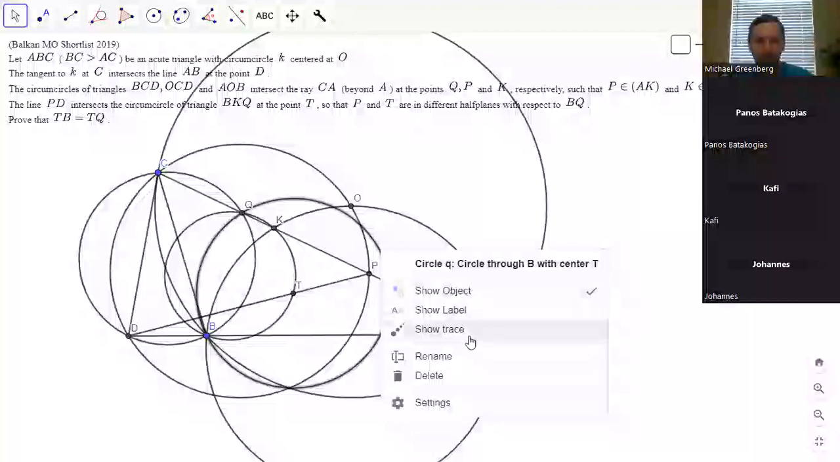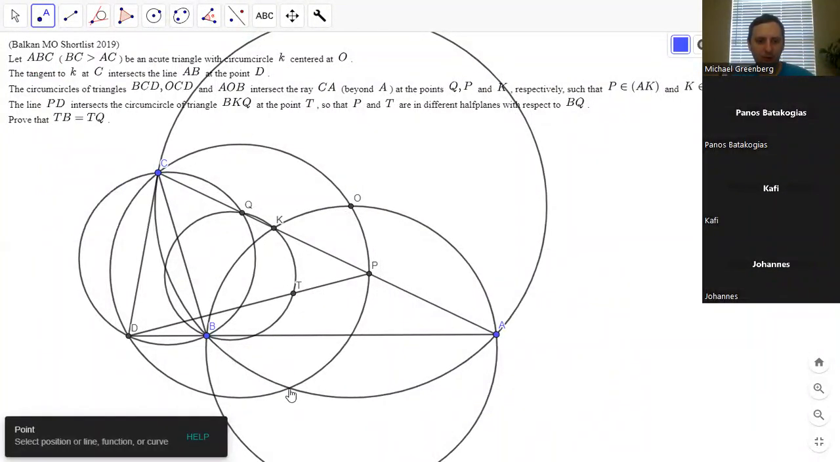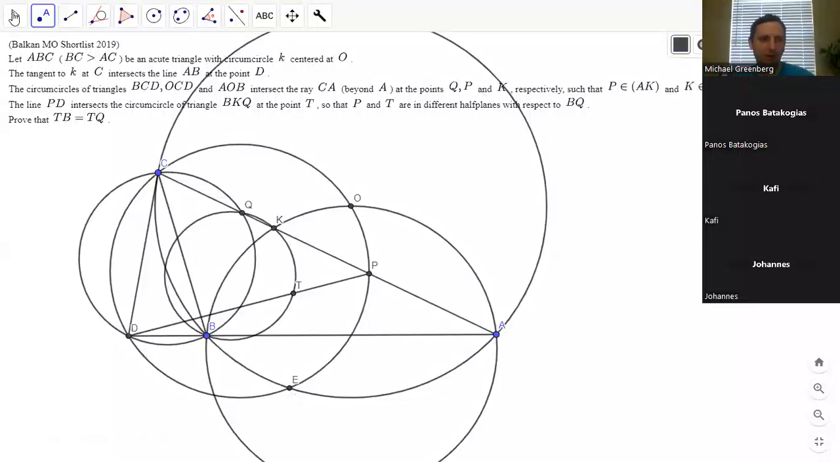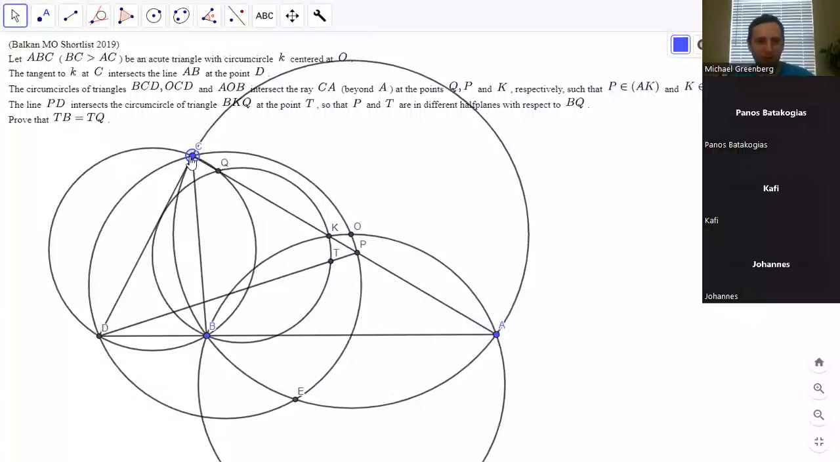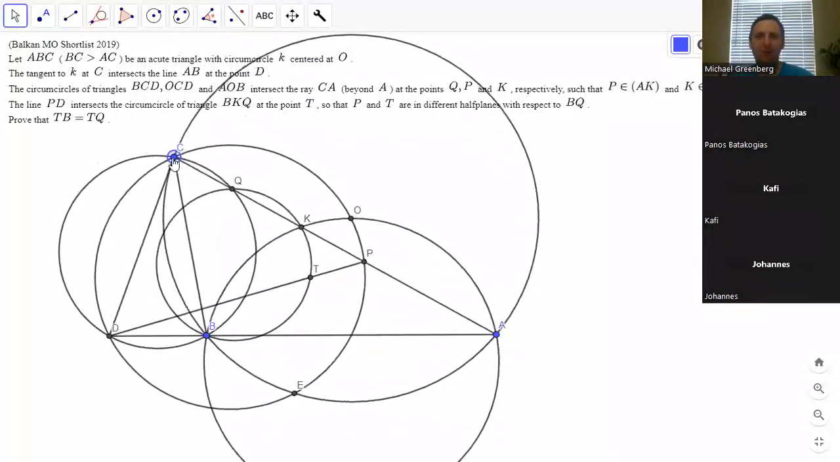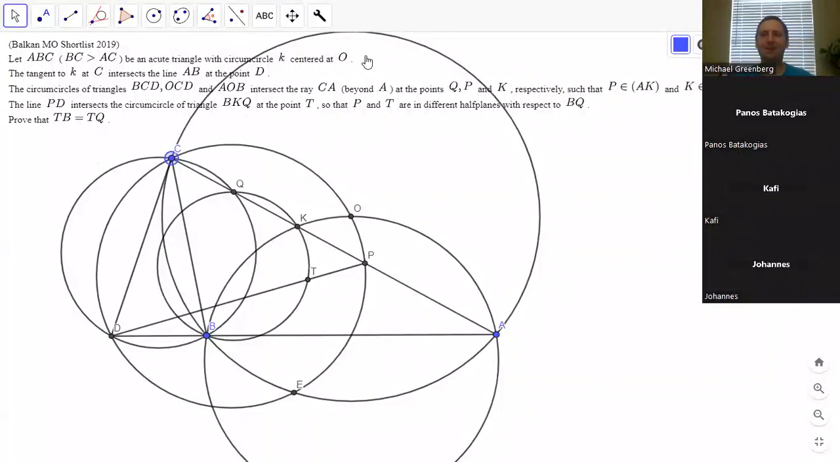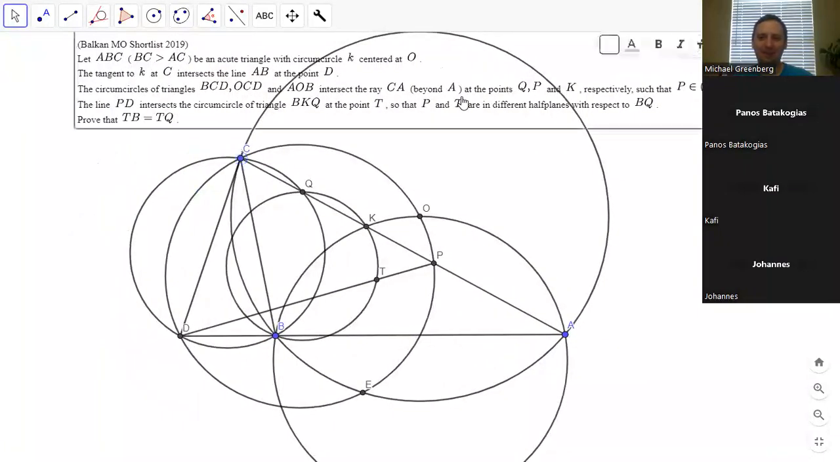Now it says it's an acute triangle, and I'm kind of drawing an obtuse triangle here. If I make it acute, then my picture will fall apart. So I'll leave it as obtuse and just say it's the same proof. It's kind of cheating, but oh well.